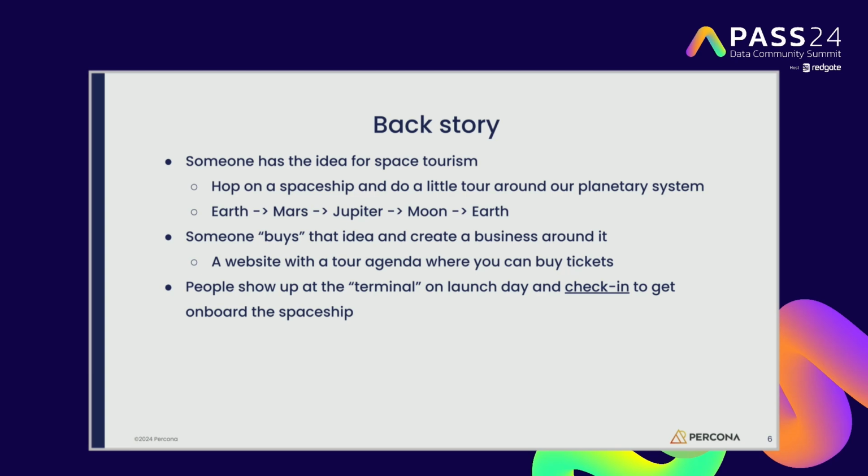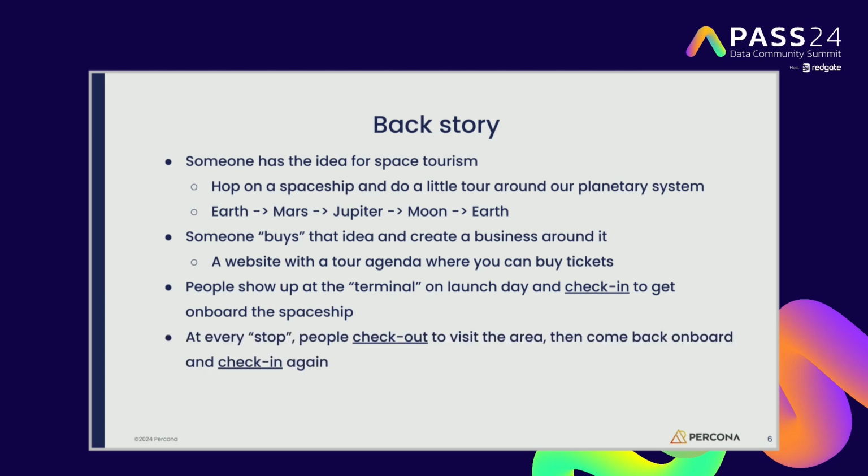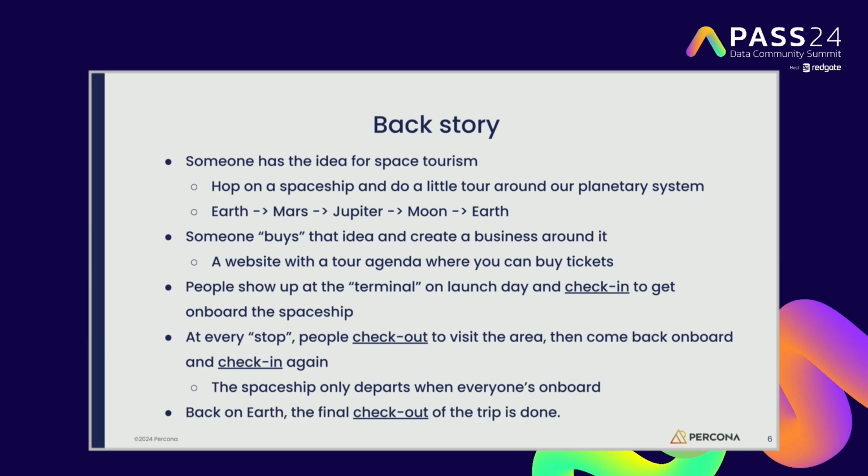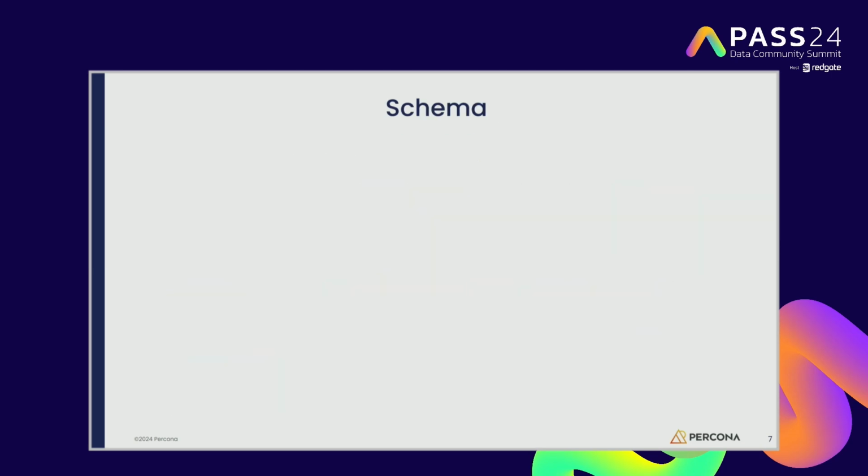And when it comes to launch day, the passengers need to check in on the spaceship. And when they stop at some point and go off board, they need to check out, right? And the spaceship can only depart from this point when everybody is back in. So that's the backstory. When we are back on Earth, we do the final checkout. This trip is completed, right? So let's start thinking about a schema that could represent this.